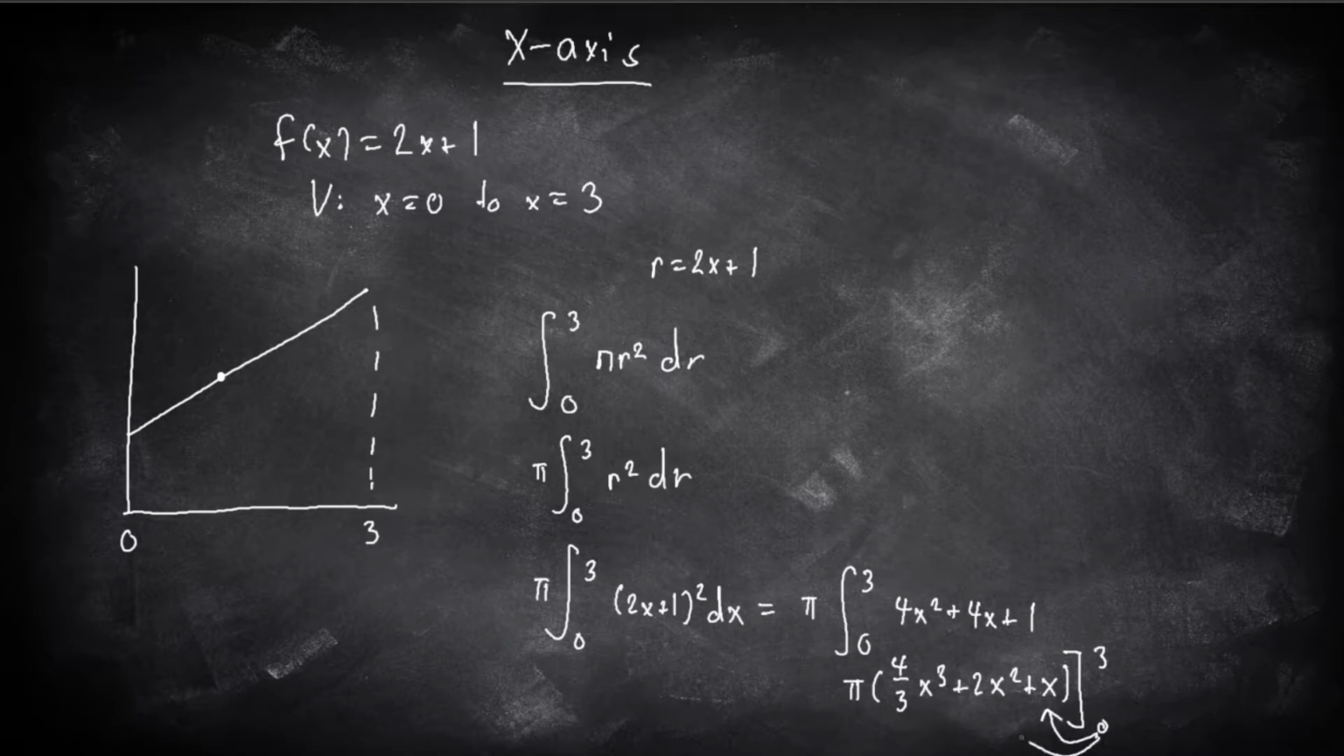Now plugging in 0 into any of these three terms makes 0, so it doesn't matter. So just plug in 3. So 3 cubed is 27. 27 divided by 3 is 9. 9 times 4 is 36. So we have our pi, we have 36. Now when we plug in 3 in here, that's 3 squared times 2, which is 18, and plus 3. So overall, we have 18 plus 3, which is 21. 21 plus 36 is 57. So our answer is 57 pi. And that's the volume of this curve revolved around the x-axis.